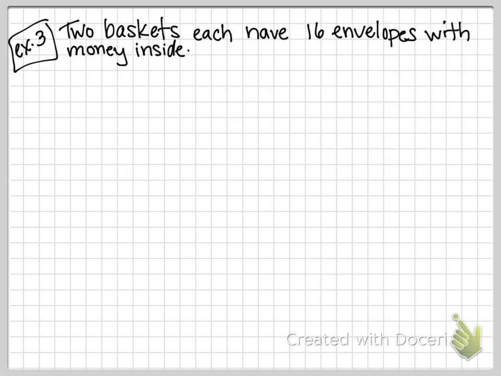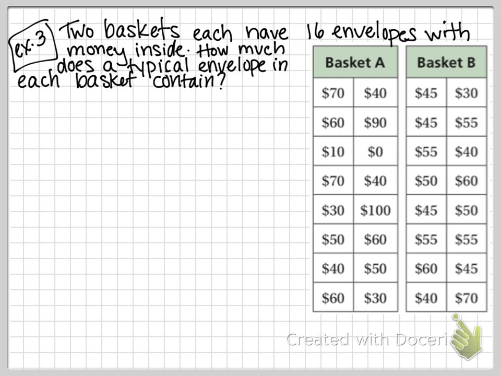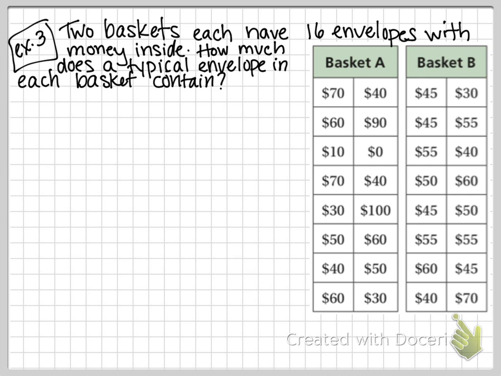Each have 16 envelopes with money inside. So it's baskets of envelopes of money. For what? I don't know. Here we go. I know. So it says, how much does a typical envelope in each basket contain? We'll put that up later.